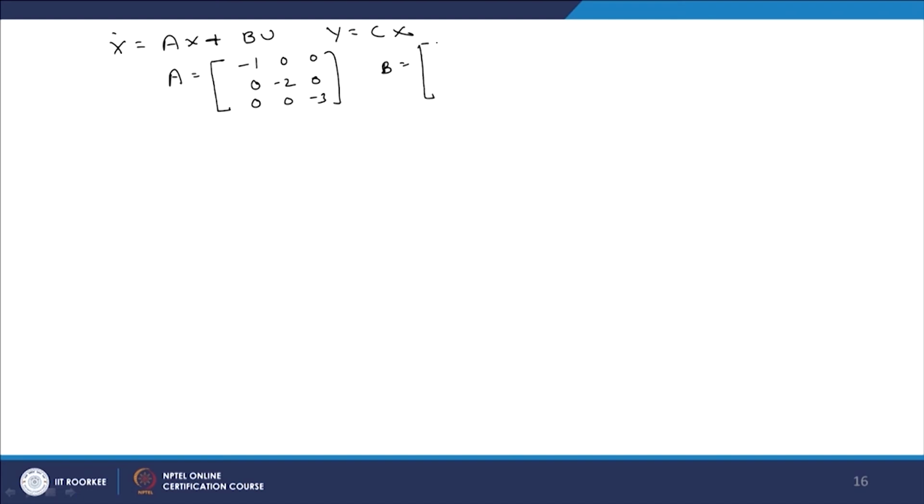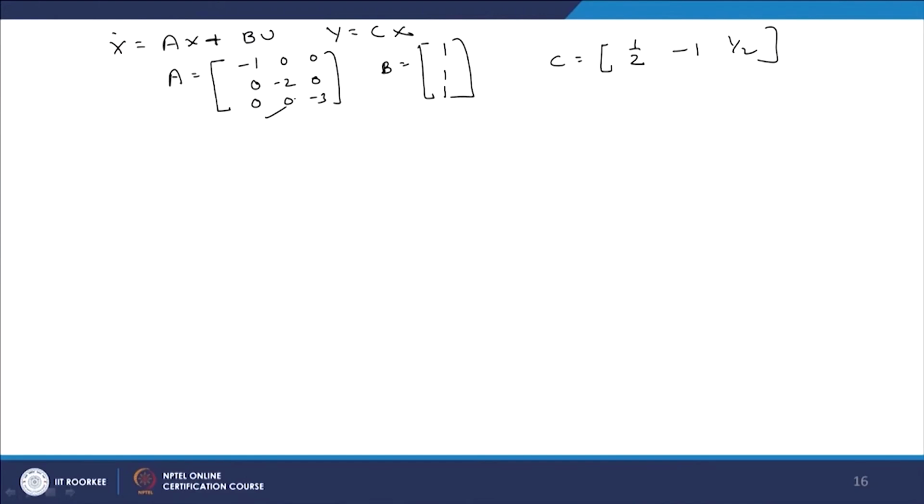Now, another example, x dot equals Ax plus Bu, y equals Cx. Now, here the model I am taking as A equals minus 1 0 0, 0 minus 2 0, 0 0 minus 3, and B here we are taking as 1 1 1, and C we are taking as 1 by 2, minus 1, 1 by 2. A, B, C we have taken.